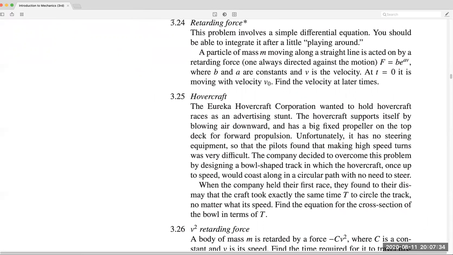There is only one force acting on the object. That means the net force should be negative b times v equal to m times the acceleration. Then you just need to integrate it once and then you can get the answer. This is a separable differential equation.